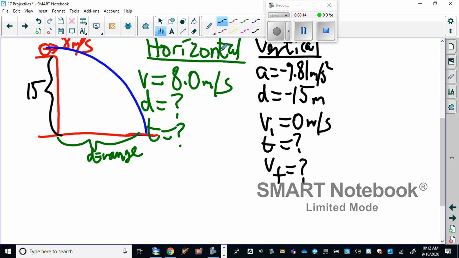Well, let's look at the horizontal components. Can we use that? No, because we've got 3 variables and we only have information for one of them. So that's out. We need 2 variables to be able to solve for the third. What about vertically? Can we solve for the time? And the answer is yes, we can, because we have 3 known variables and 1 unknown variable. So we're going to use an equation that has these 4 variables in it right here.